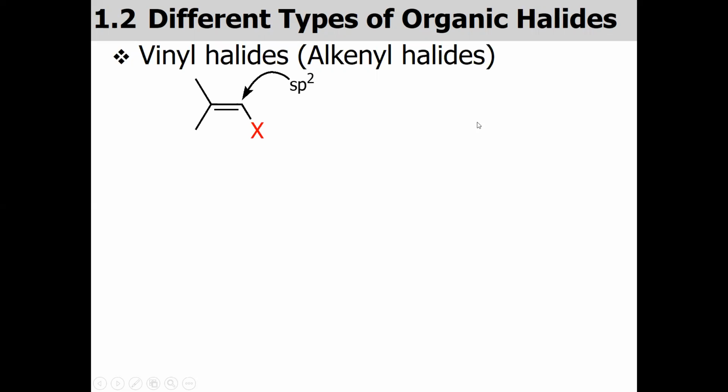Let us see. For example, if we have an unsaturated alkene, and halogens directly attach with the carbon-carbon double bond, this is known as the vinylic position. And this type of alkyl halide is also known as alkenyl halides because this carbon atom is sp2 hybridized.